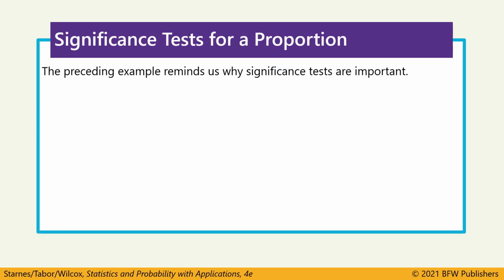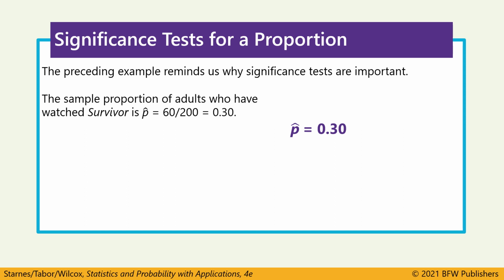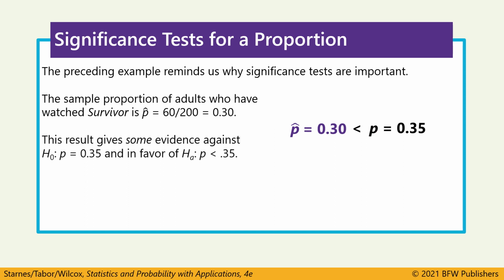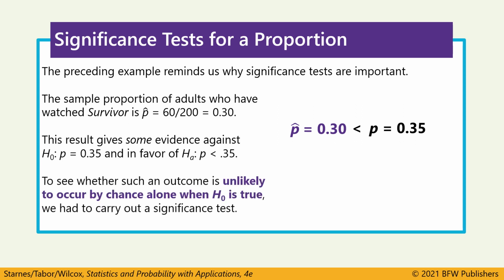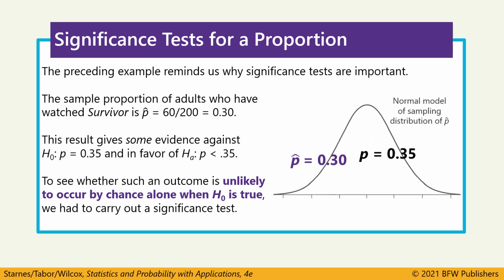As stated in the last video, even though we fail to reject the null hypothesis, we're not allowed to state that it is true. It's not leading us to believe that it's true. So in our sample, we had 30% that said that they watched Survivor. That's less than the 35%. So it is giving us some evidence that the alternative is true. However, it's not convincing. This result of 0.3 wouldn't be unlikely to occur just by chance alone.